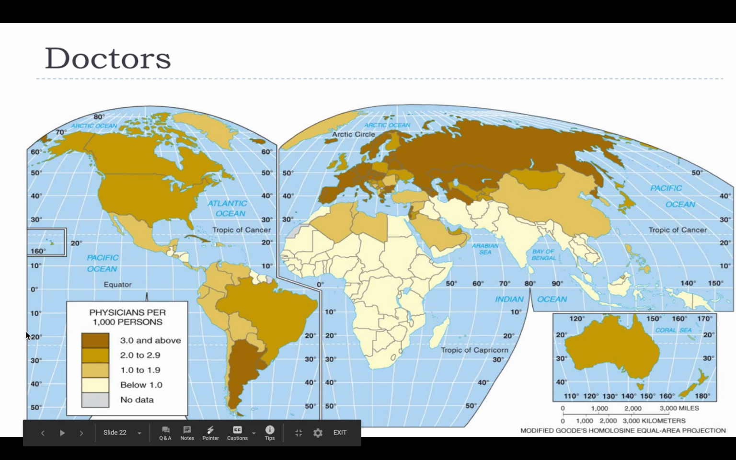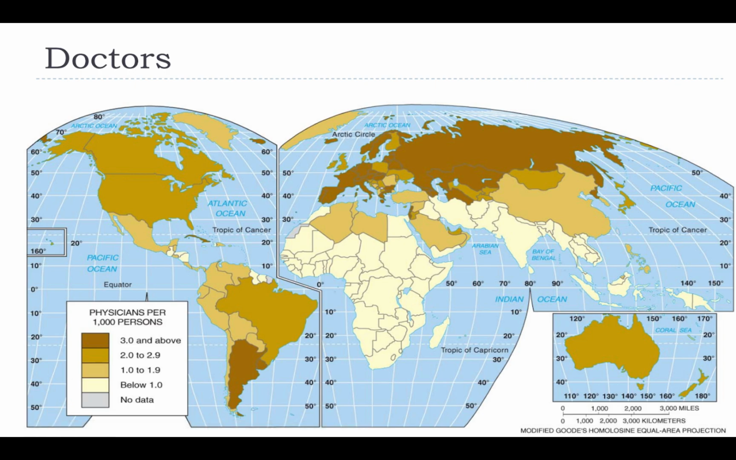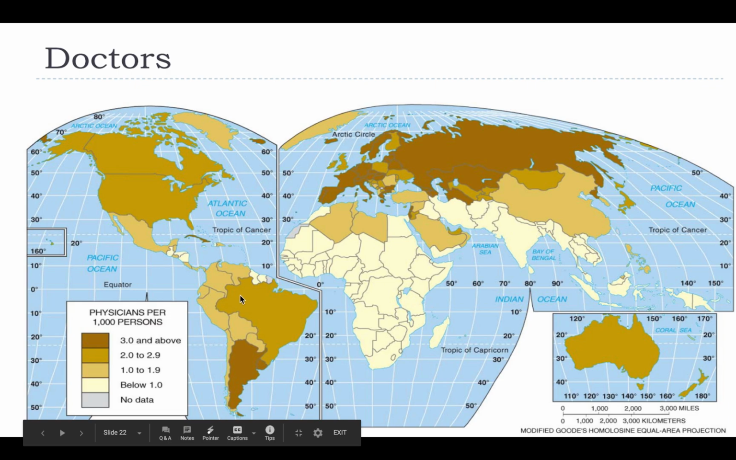Doctors per person, again, we follow similar patterns. We can see that in some areas of the world they have more doctors per person, such as Western and Northern Europe, Russian Federation, and down in Argentina. So there's areas that have more physicians per person than standard core countries like North America or Australia and New Zealand.